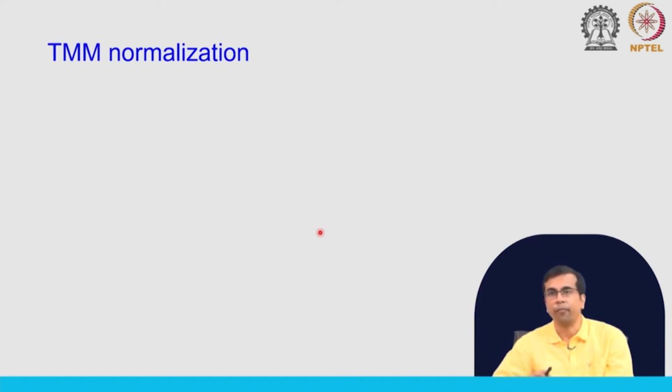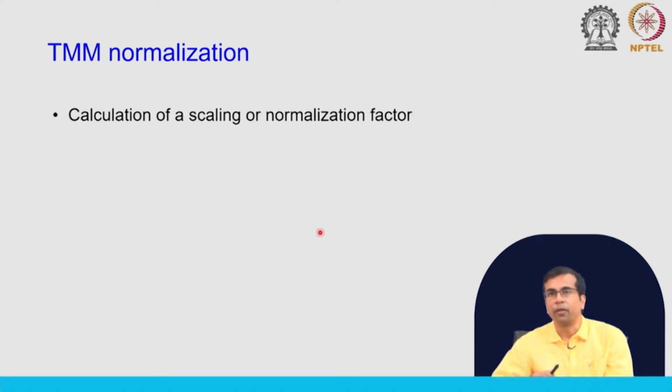Okay, so, again let us look at this. The full form is of course trimmed mean of M values, right. So, with TMM, we will talk about what these M values are. This method also calculates a scaling or normalization factor, like the earlier method that we discussed.